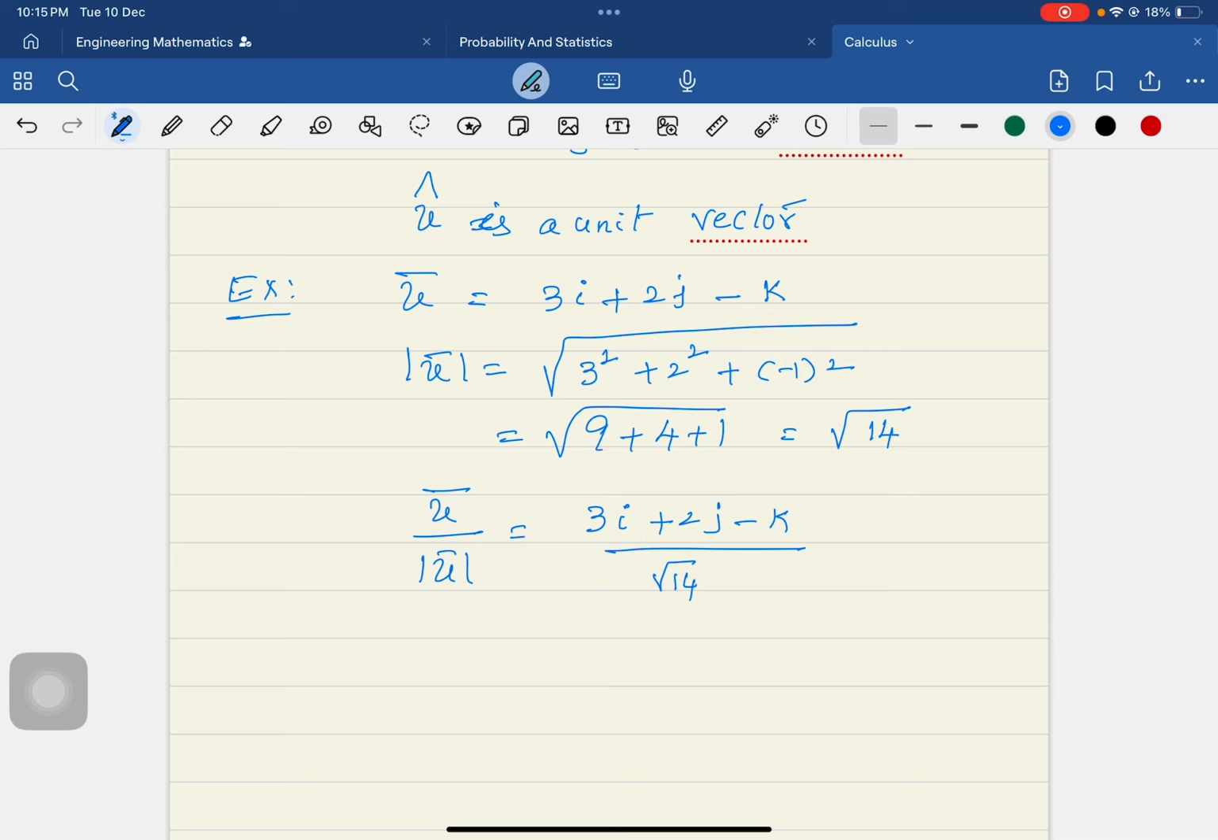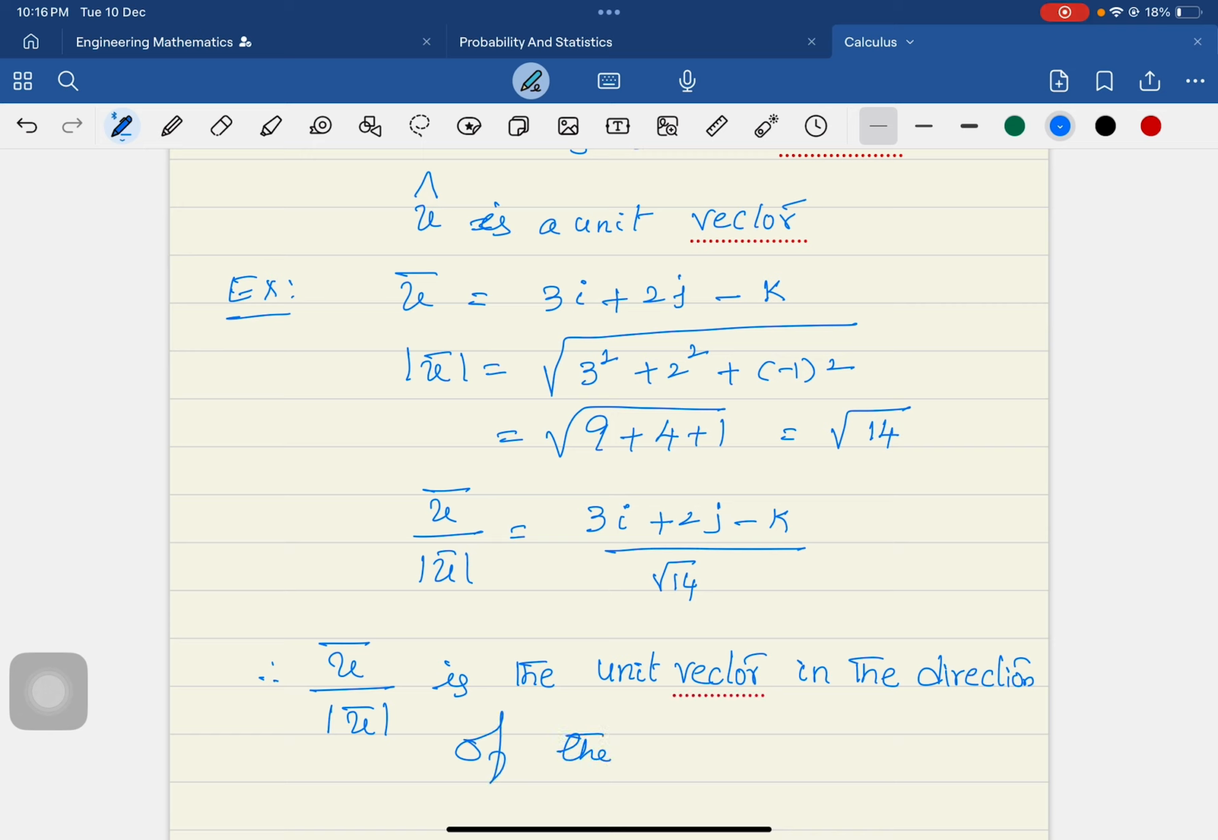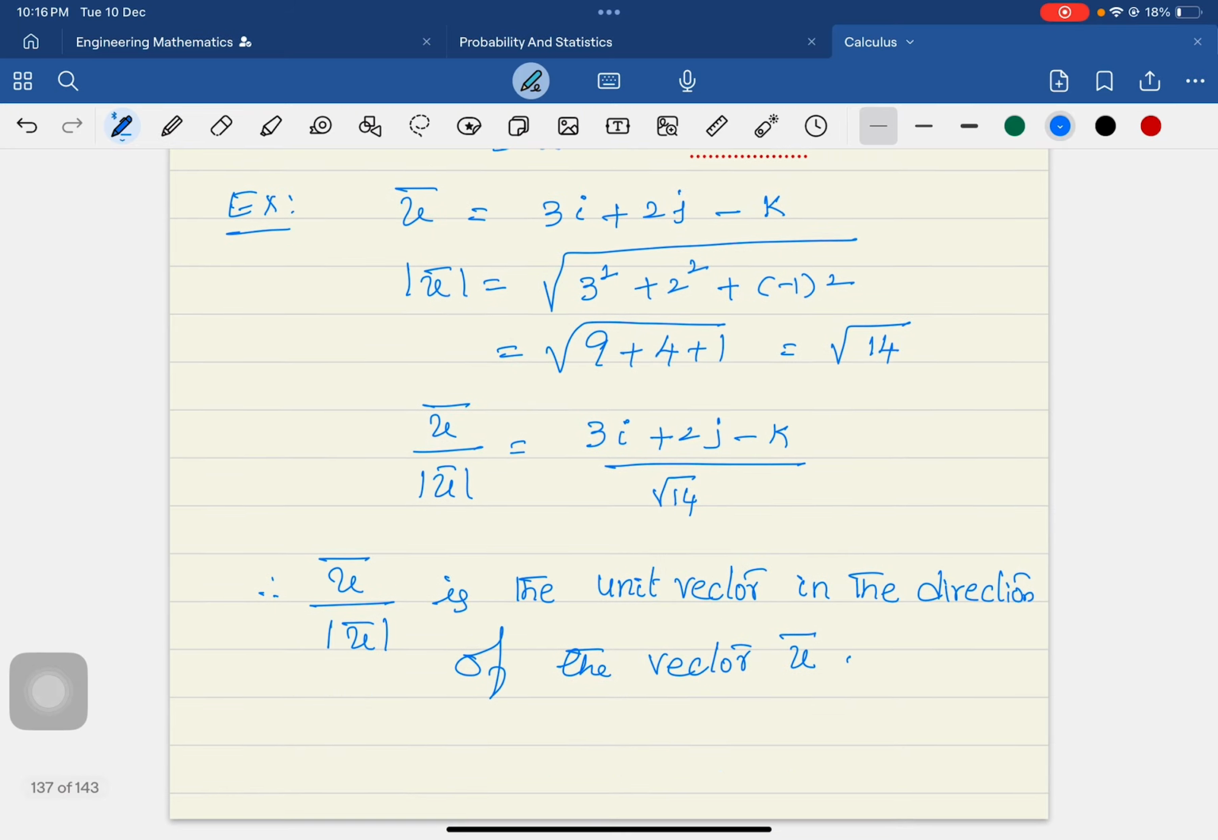So, this is the unit vector. Therefore, what you can say as a point is that the vector divided by its magnitude is always the unit vector in the direction of u, in the direction of the vector u. So, this is what is meant by the unit vector.